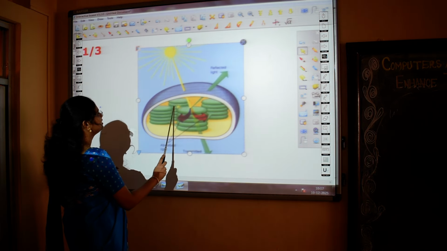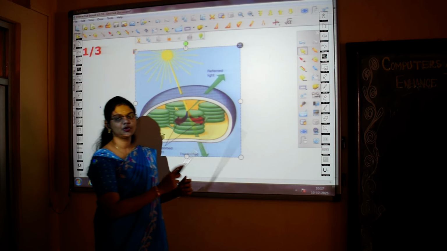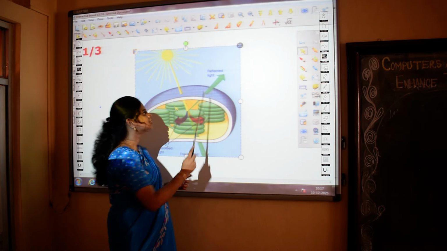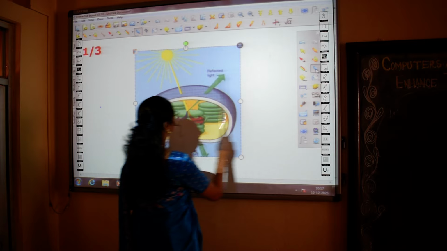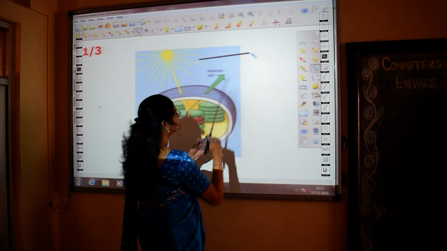This is the organelle that is responsible for the color of the leaf, which is called the chloroplast. So this is called chloroplast.